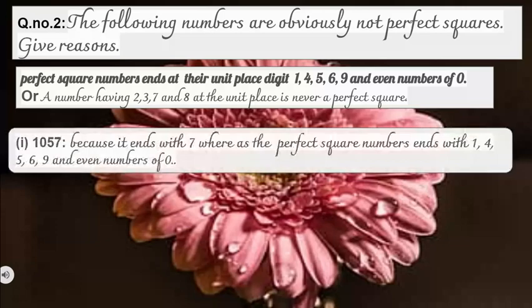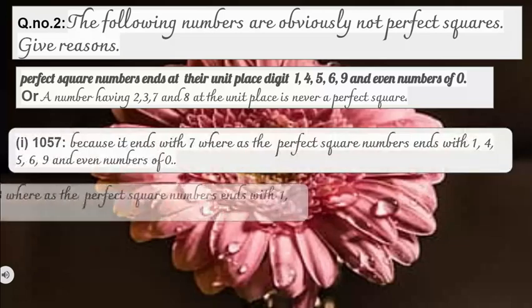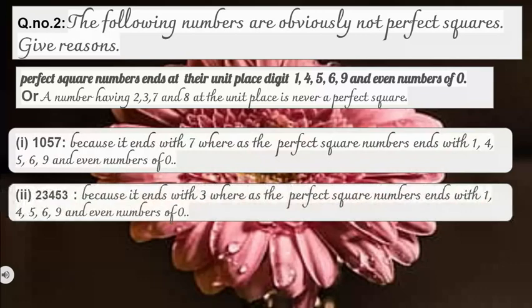Now the same way, you can see the second number, 2453. Here the ending number is 3. So what is the reason it's not a perfect square? We know that, that is the question. It is already given that it is not a perfect square. We have to write only the reason. Here also the number is ending with 3. So the perfect square numbers will end with only 1, 4, 5, 6, 9 and even numbers of 0.